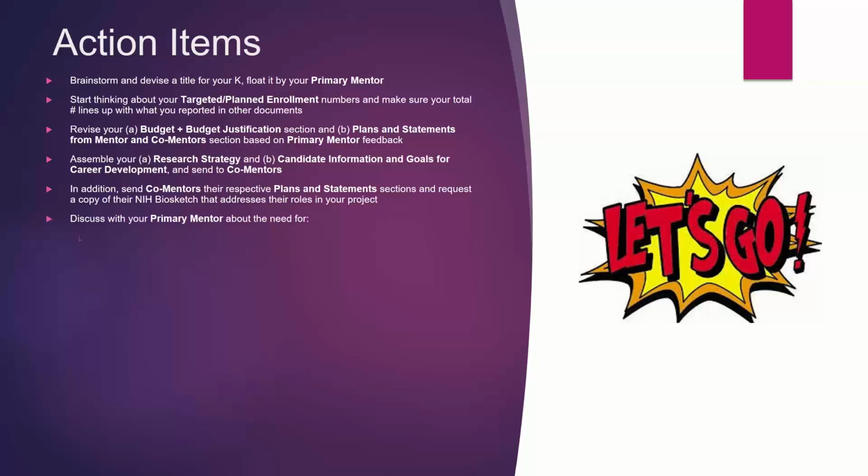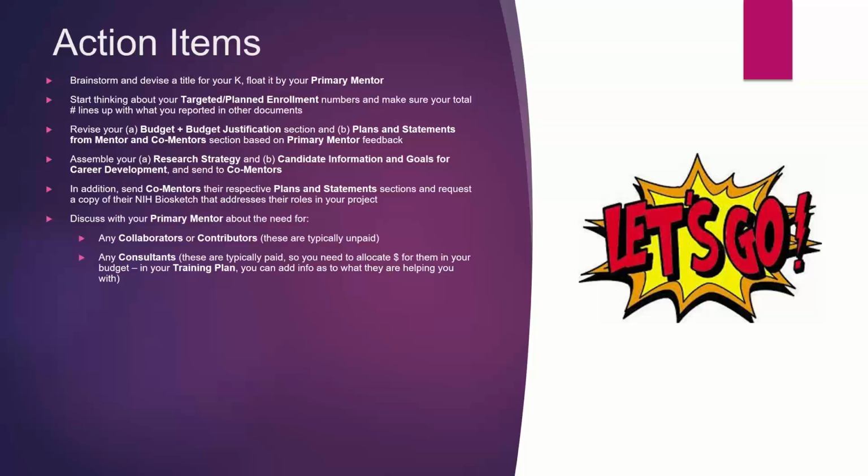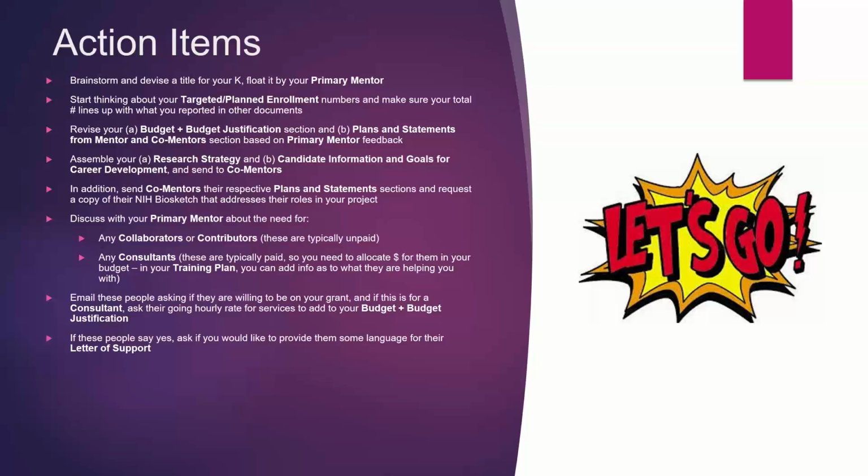Discuss with your primary mentor the need for any collaborators or contributors. These are typically unpaid. Any consultants are typically paid, and so you need to allocate money for them in your budget, in your training plan, and you can add info as to what they're helping you with in your training plan. Email these people, so collaborators, contributors, consultants, asking if they are willing to be on your grant. And if this is for a consultant, ask their going hourly rate for services to add to your budget and budget justification. If these people say yes to be involved, ask if you would like to provide them some language for their letter of support. Request a due date for their letter of support.